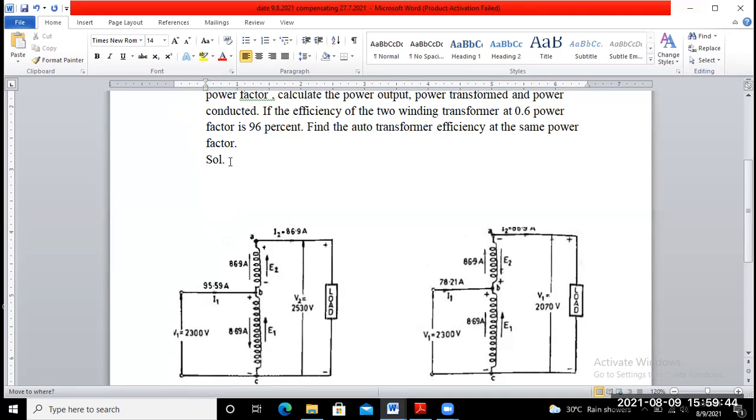So the rated current on the HV and LV winding, respectively, in two winding transformers. How can you find it out? That means KVA rating divided by voltage of the LV side or HV side, respectively. That is nothing but your current of the LV and HV side. So just find out here the rated current on the HV and LV winding respectively.